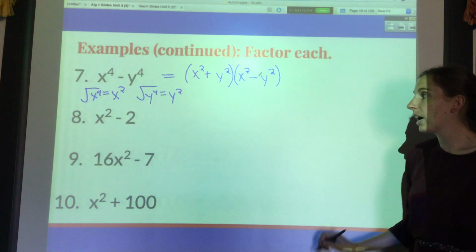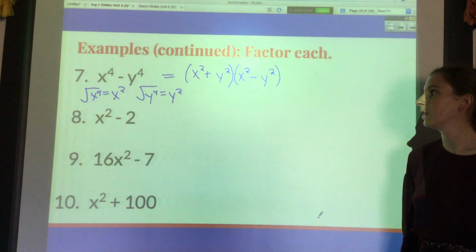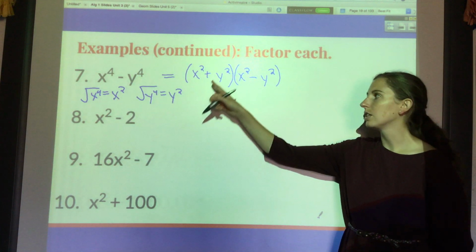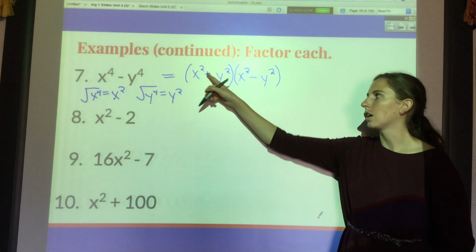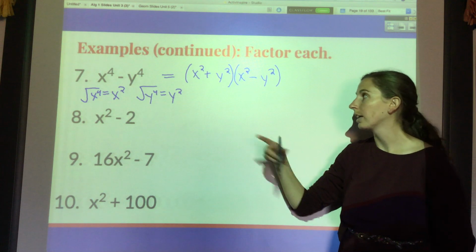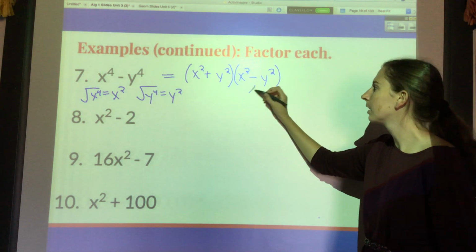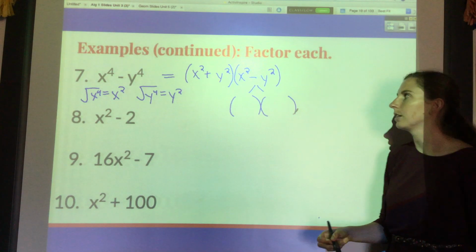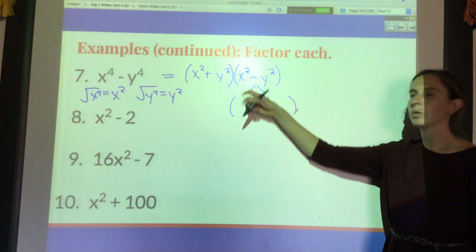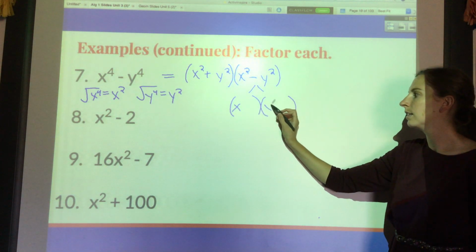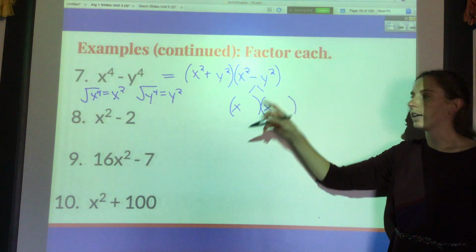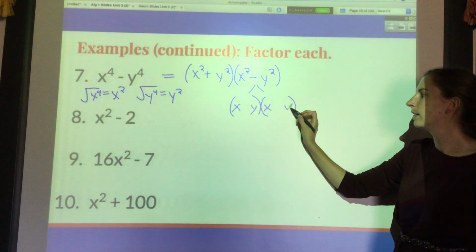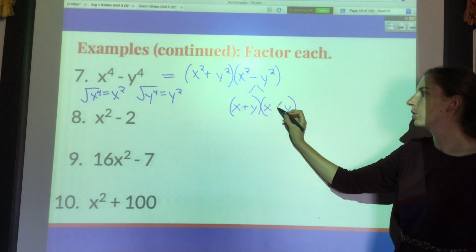This is another one where I can keep going. So this doesn't. It's not the difference of two squares, it's the sum of two squares, so that one won't keep going. But this one will. This one can split into two additional factors, because the square root of x squared is x. The square root of y squared is y. Make one plus, make one minus.